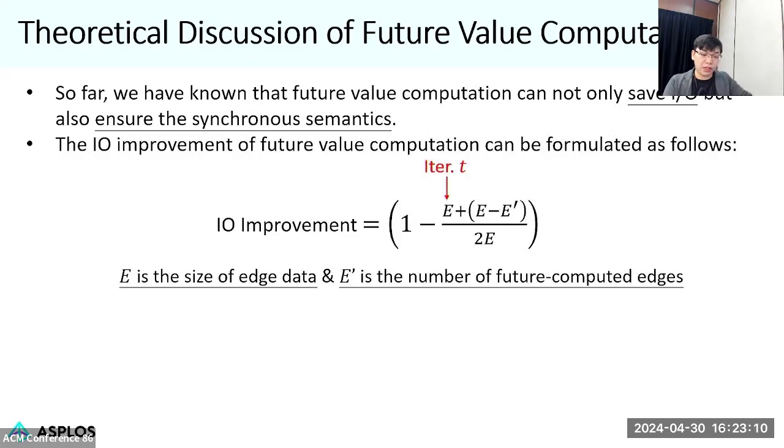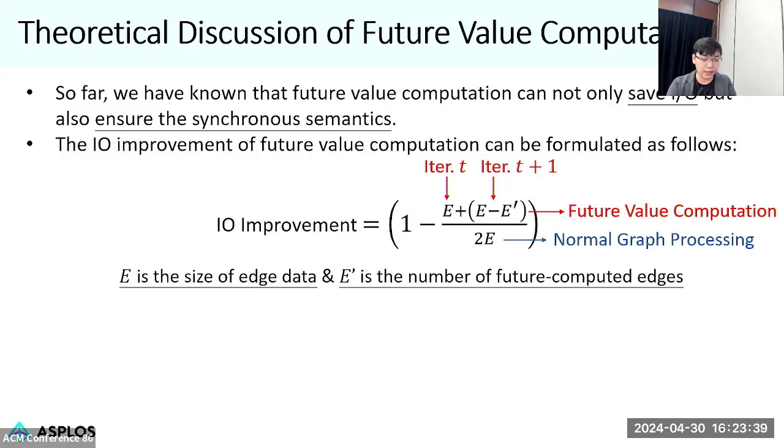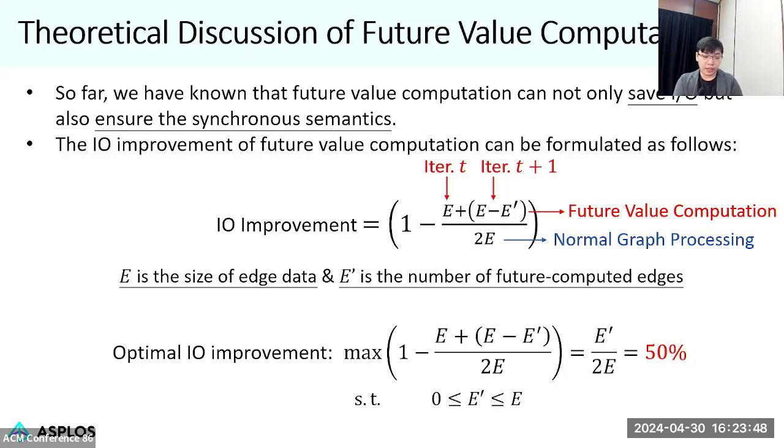So here we assume that in iteration T, we will load the entire edge data into memory, and then we can perform the feasibility computation on E prime number of edges. So in iteration T, the I/O overhead is E. And for the next iteration, iteration T plus 1, we only need to load the E minus E prime number of edges. So E plus E minus E prime indicates the I/O amount of two iterations with the feasibility computation. And on the other hand, the 2E here indicates the I/O amount of the two iterations required by the normal graph processing. So after introducing this equation, we can easily obtain the optimal I/O improvement.